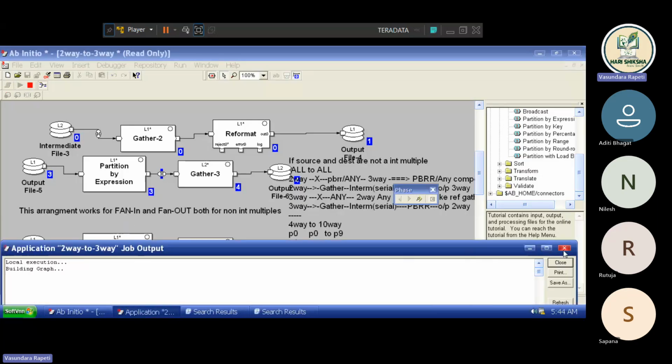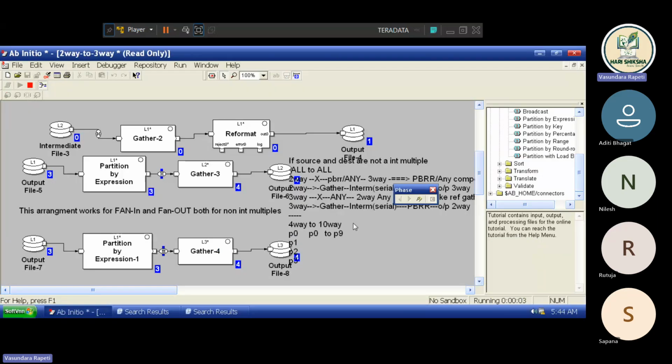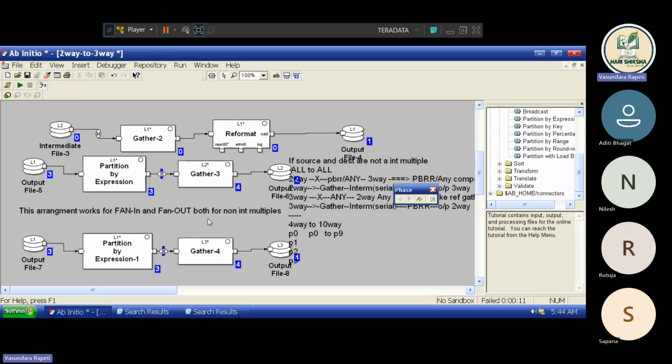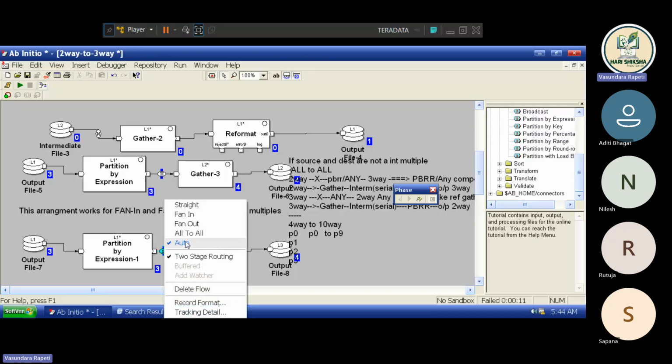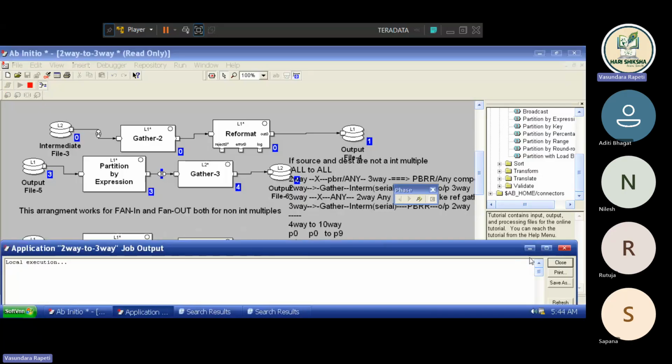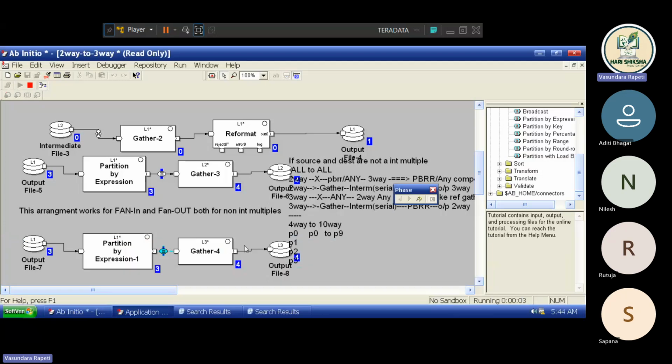And resources will be reduced. That is the thing. Resources means, here there are not many components, like reformat, join, rollup in the middle. One second, here the graph is failing, some issues are coming, but two-stage routing works. And if there are so many components and resources, then it works smoothly.